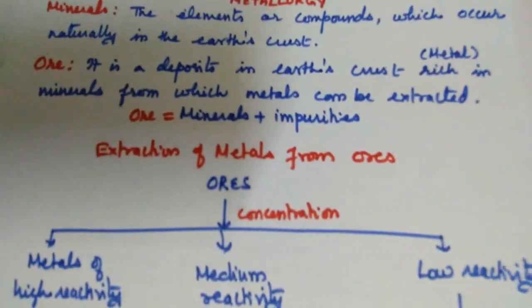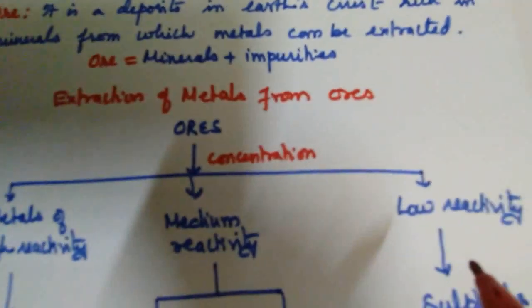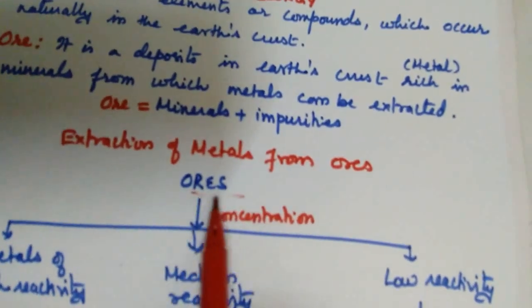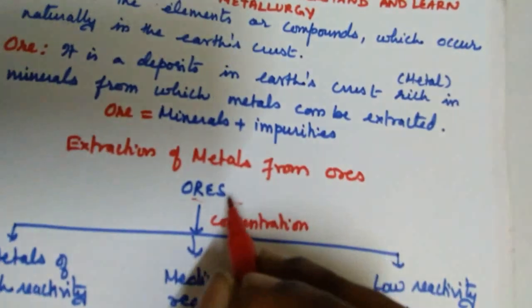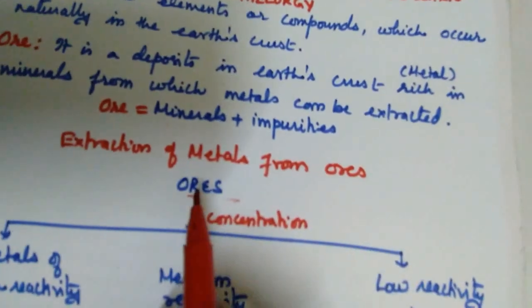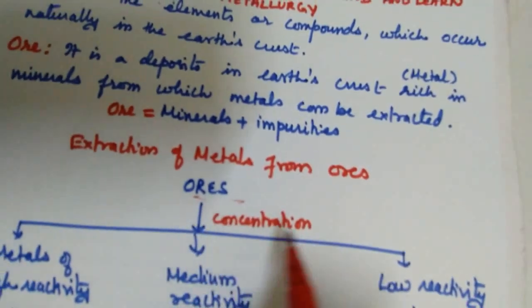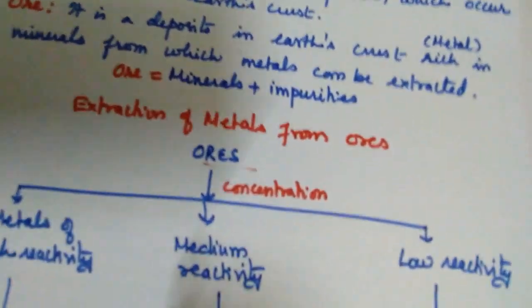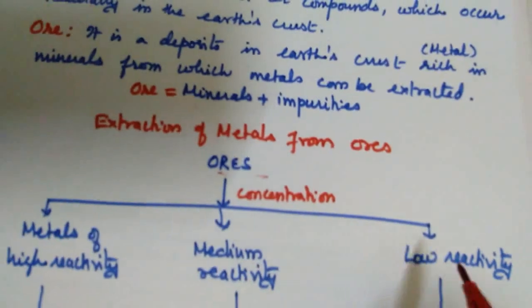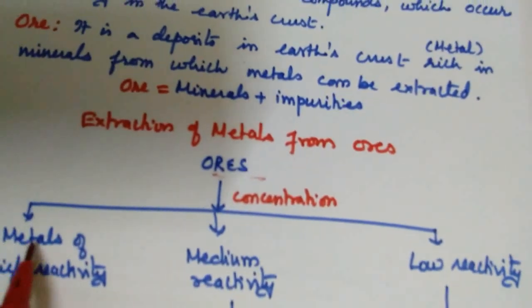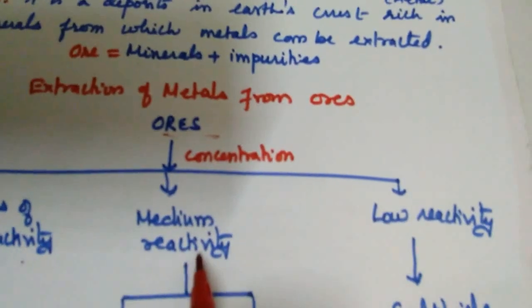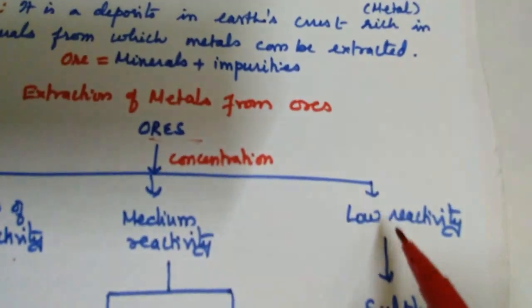Extraction of metals from ore. What is the overall view? Let us have the overall view. So we have ores. We mine them from the earth's crust. Then it is concentrated. Major impurities are removed in the concentration step. And then it is classified into three kinds. We have metals of high reactivity, metals of medium reactivity, and metals of low reactivity.